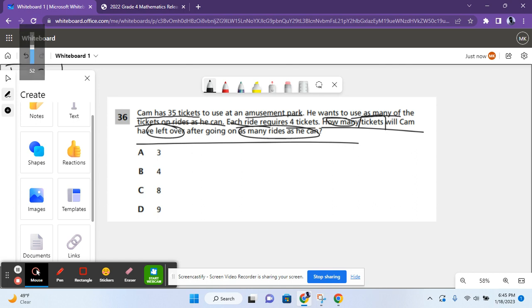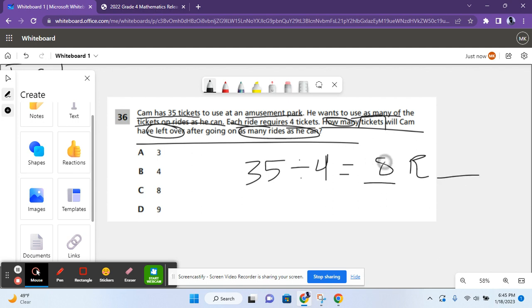So, if he has 35 tickets to use in an amusement park, and he wants to use as many of them as he can on the rides, and each ride requires 4 tickets, you have to do 35 divided by 4, because 35 represents the number of tickets, 4 represents the number of tickets for each ride, and the answer will be the number of rides, remainder, blank. 35 divided by 4 is equal to 8, remainder 3.